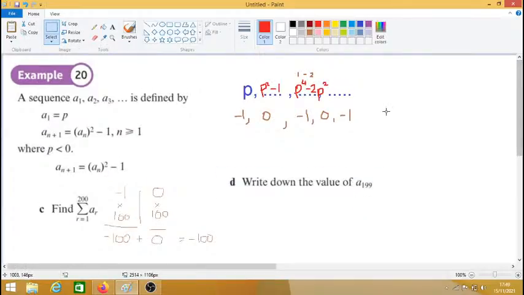So what you want to spot is, well, what's the pattern? If you look at this, this is the first number, that's the second number, that's the third number, that's the fourth number. So what you notice is that the second, fourth, basically the even positions are always 0. A199 is an odd position, so it's going to be one of these numbers here. So it's going to be -1.